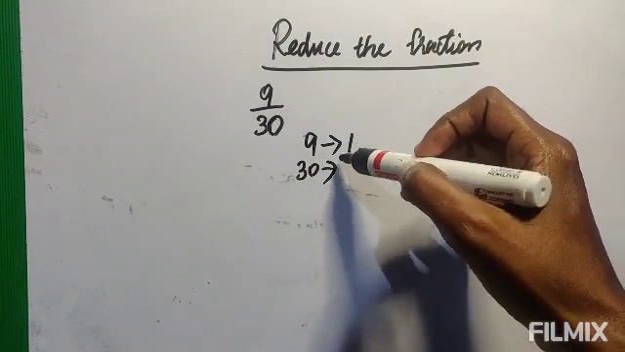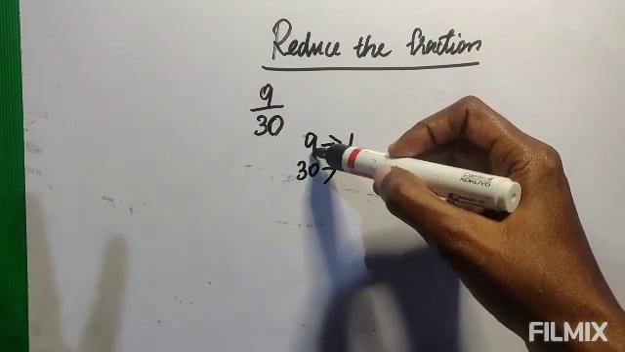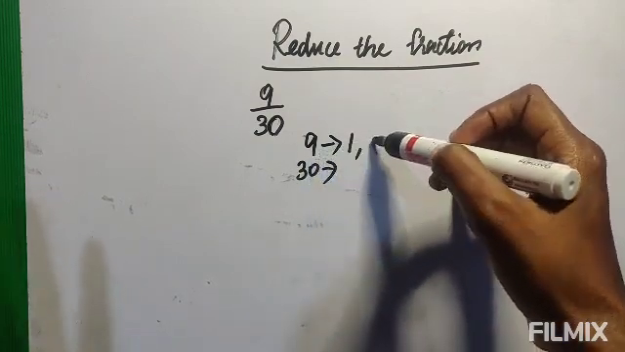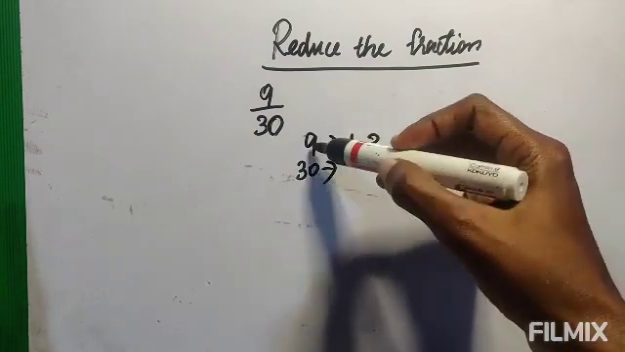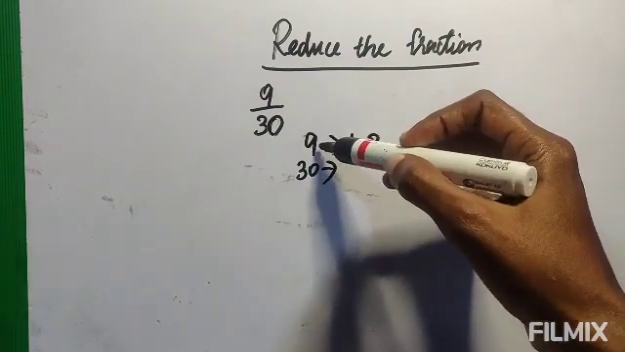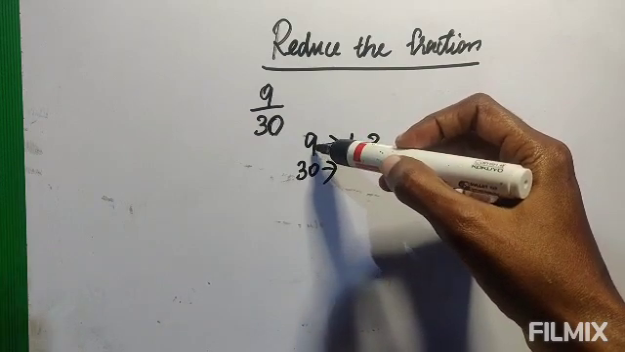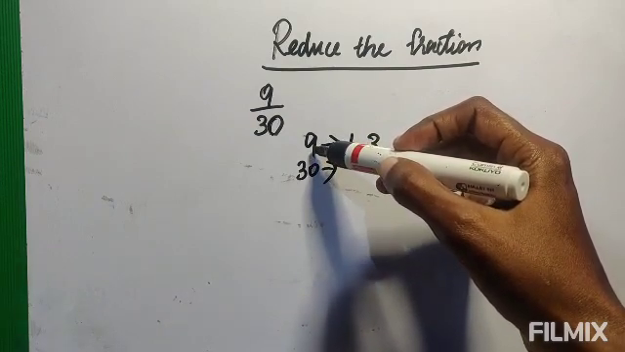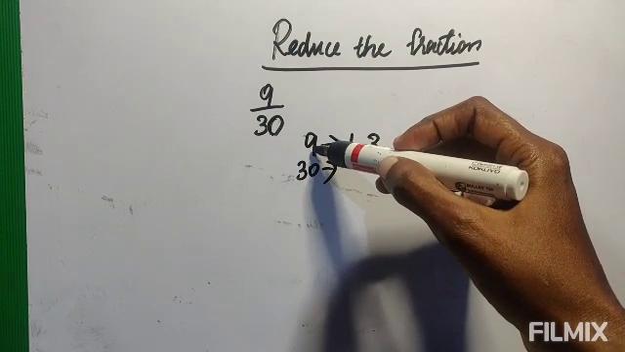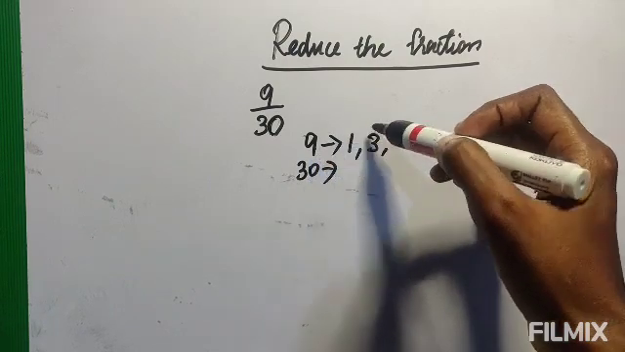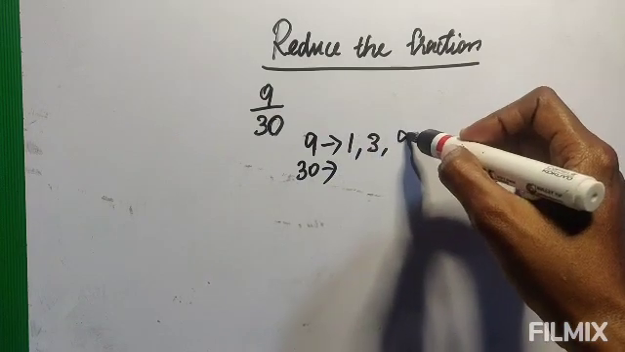So 1 can divide, 2 cannot divide because this is an odd number. Again 3 can divide. After 3, 4 cannot divide because it is an odd number and 4 is an even number. Again 5 cannot divide. 6 cannot divide because 6 is even, this is odd. 7 cannot divide, 8 cannot divide, so only 9 can divide.